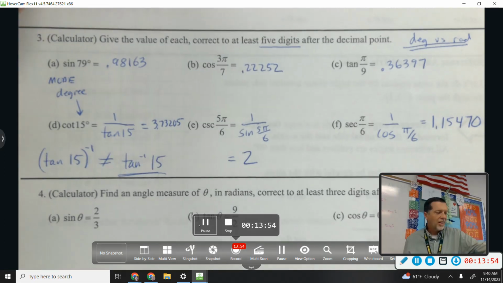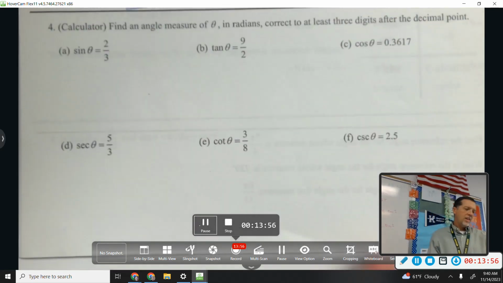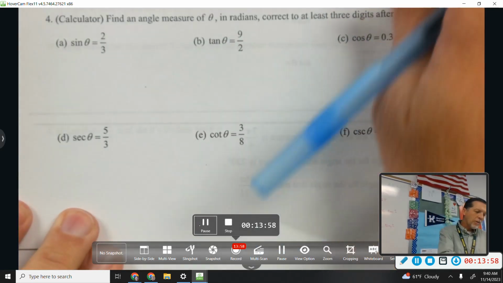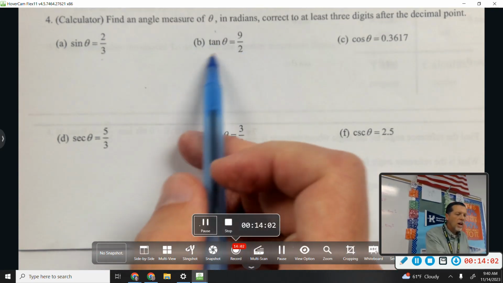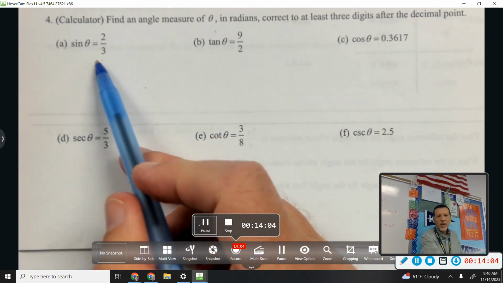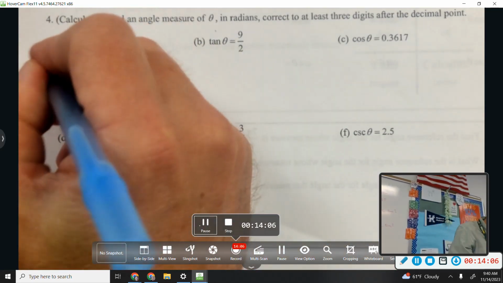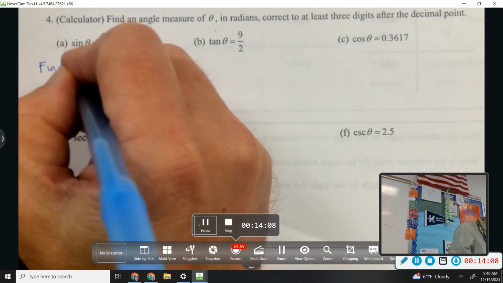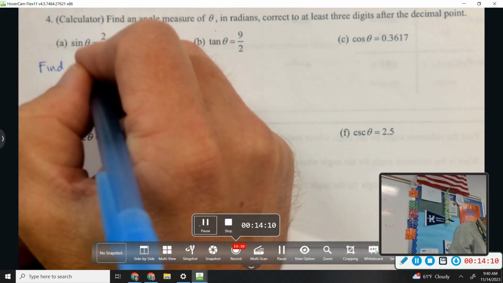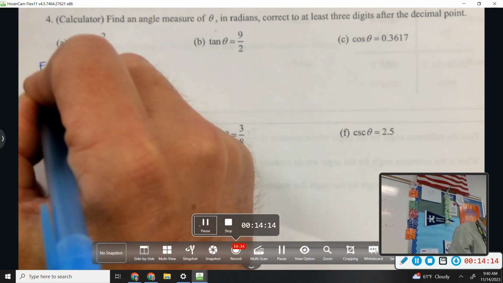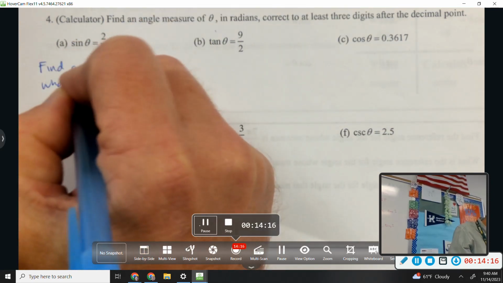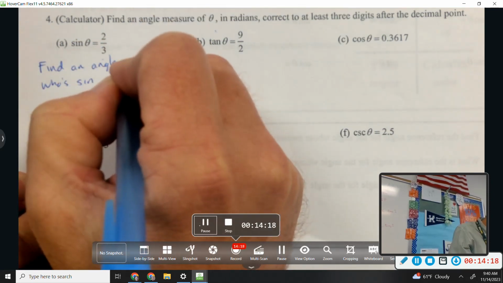Okay, number 4. Now we want to go backwards. So we've got the answer. Find an angle whose sine is 2/3. That's what that means. I don't expect you to write this out every time, or probably even once, but what it means is find an angle whose sine is 2/3.